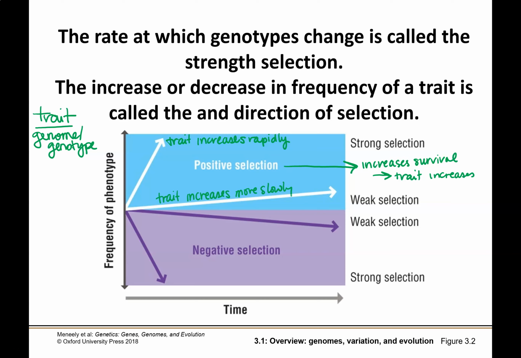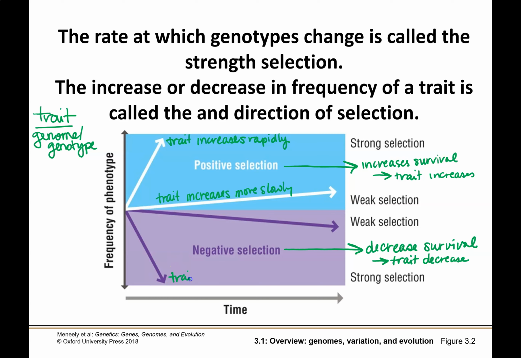We can also have negative selection. That means individuals with a particular trait have a decreased chance of survival, so individuals with the trait are going to decrease, and therefore the trait is going to decrease in the population. Now we can have the same pattern if it is very disadvantageous to have that trait. If it's very detrimental, that trait frequency is going to decrease rapidly.